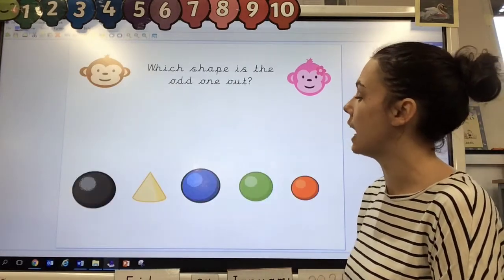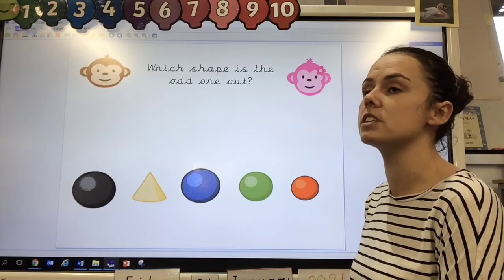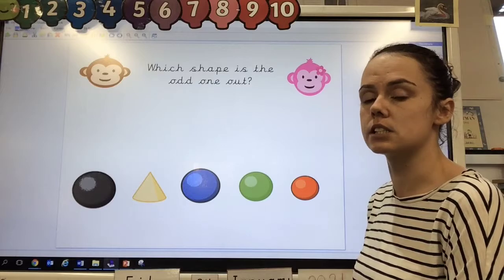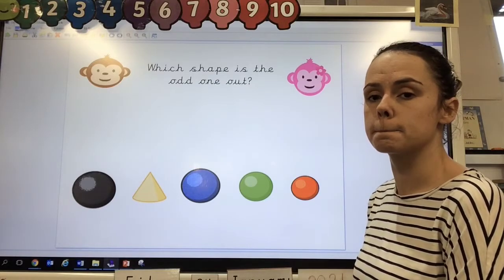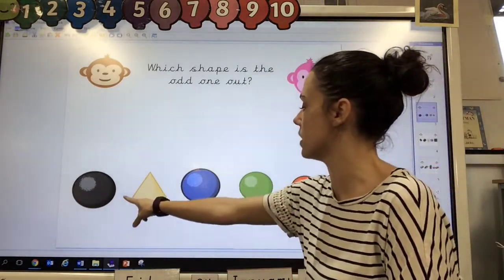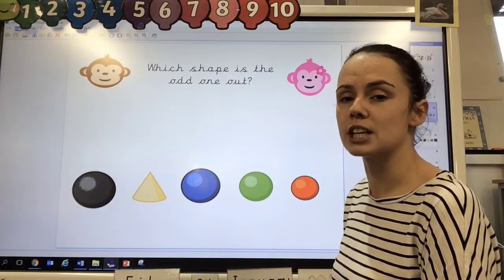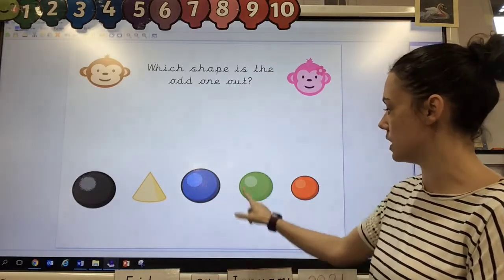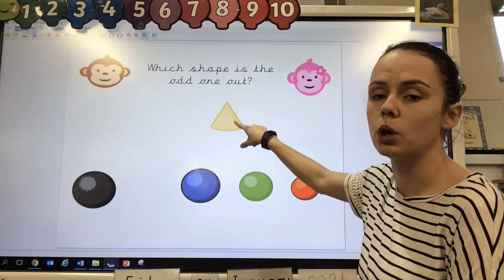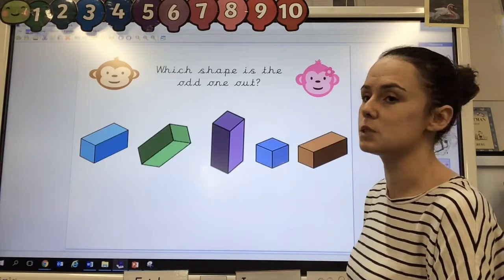Now, Molly and Marvin have lined up all of their shapes. Marvin thinks that he has lined up all of the spheres. Molly said he's wrong. Which shape doesn't belong in this pattern? Let's have a look. So we've got a sphere. Is this a sphere? No. Can you remember what this one's called? Well done. That's a cone. And then we've got another sphere, and there's another sphere. So this one is the odd one out because it is a cone. Now they are all spheres. Well done.